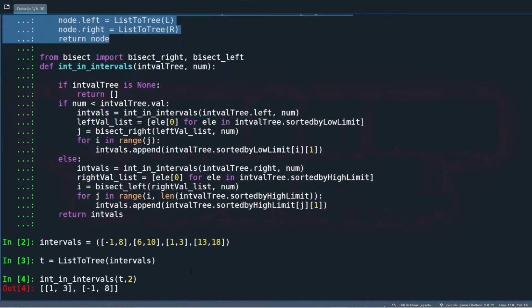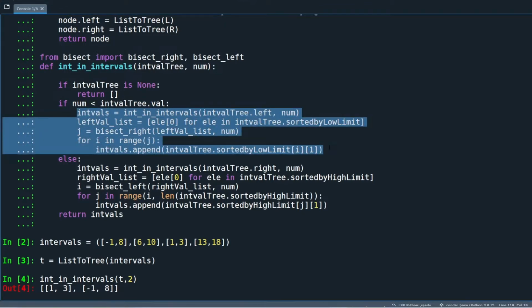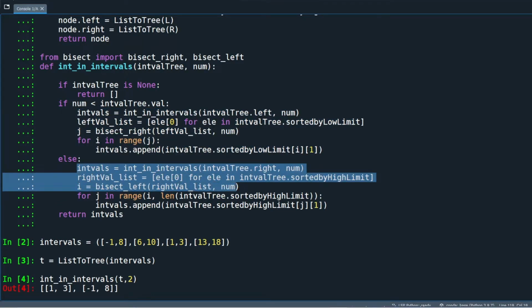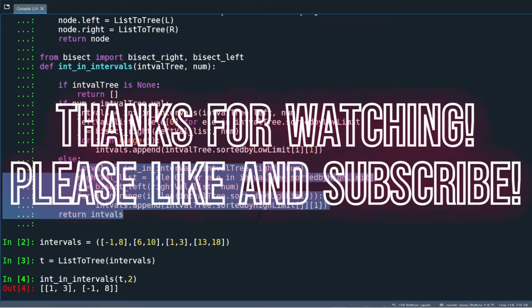The link is listed below. Last is our main function to find the intervals containing the target integer. In this function, if the target number is less than the value of the node, we go down along the left branch of the tree and find the qualified intervals by the low limit sorting information. If it's greater, we go down along the right branch of the tree and find the intervals by the high limit sorting information.